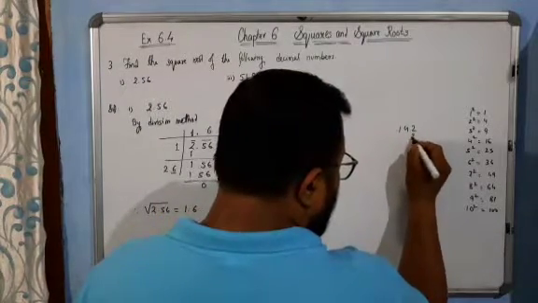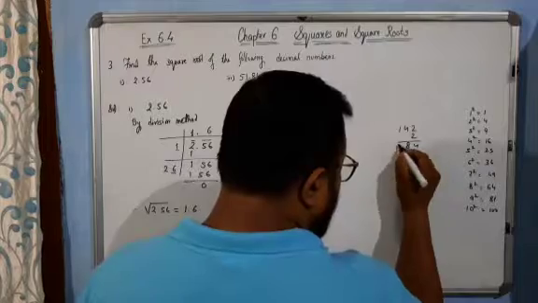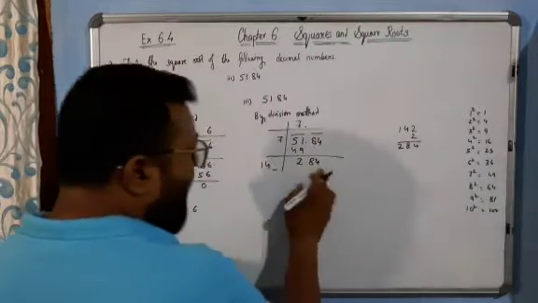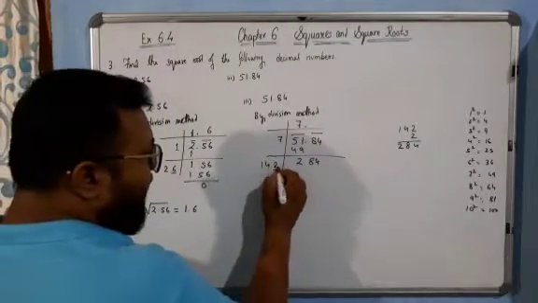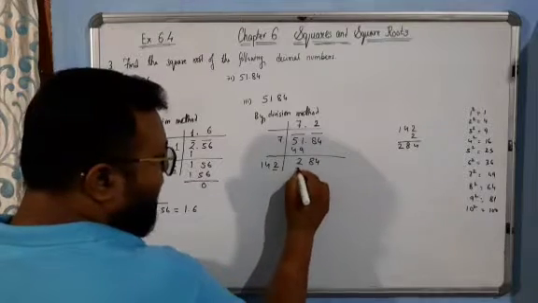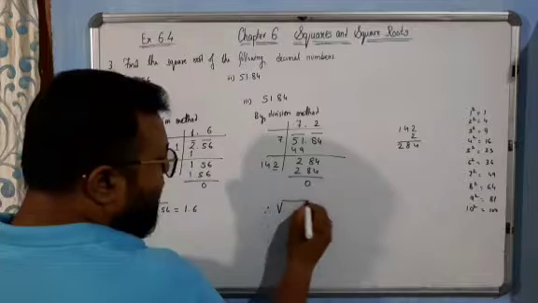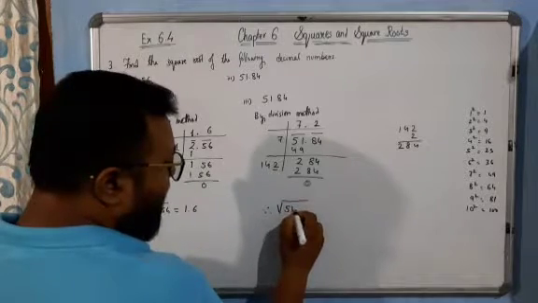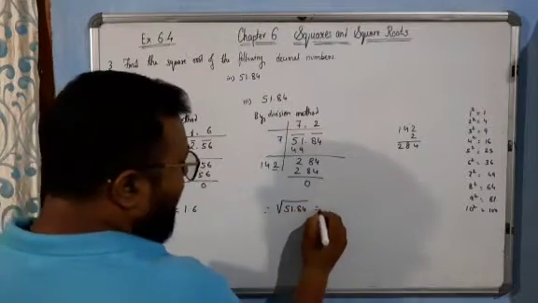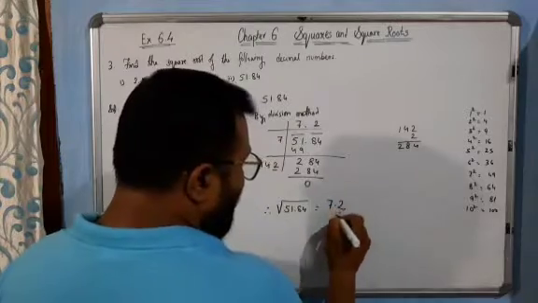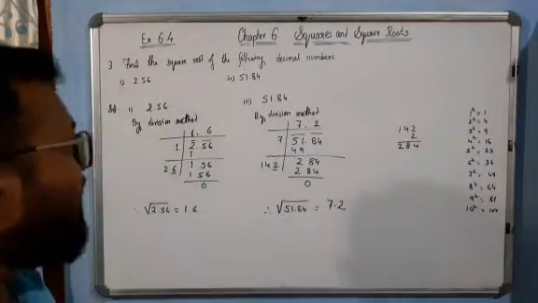142 into 2: 2 2 is 4, 4 2 is 8, 2 1 2, 284. So we are getting 284. So we will use 2 here. In the first chance we got the answer 284, remainder 0. So therefore the square root of 51.84 gives you 7.2. So the square root of 51.84 is 7.2.